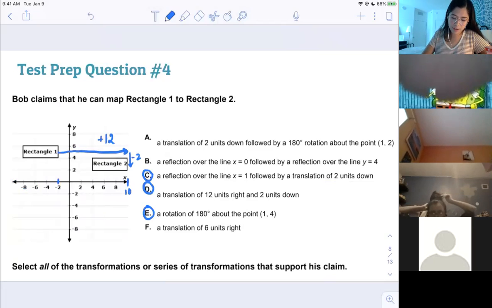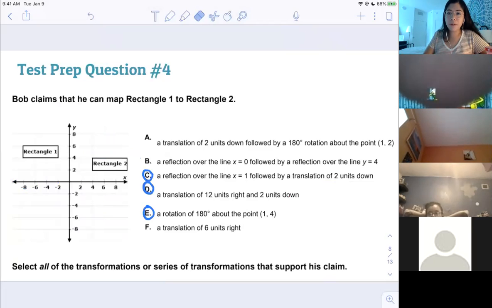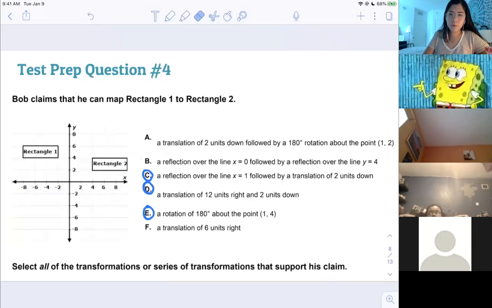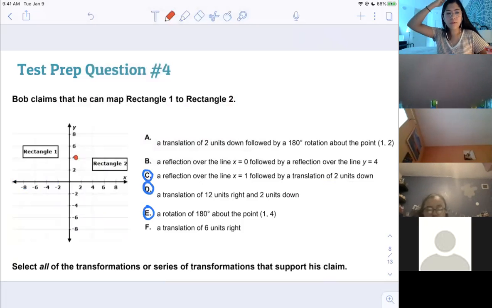So D was also correct. And then E was probably the trickiest one to see, because we haven't really gone over it. So let's quickly go over this. This says a rotation of 180 about the point 1, 4. So the point 1, 4 is right there.